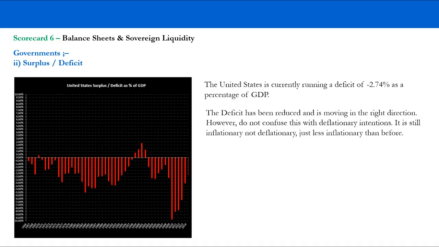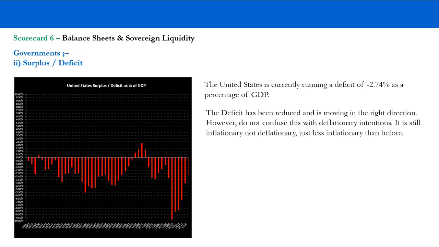And we'll go over to our spreadsheet in a second to have a look at this data, but this is what we have in the United States right now and in recent history. So we're looking back to 1966 here, up to present day. And right now, the US is currently running a deficit of minus 2.74% as a percentage of GDP. So what we're doing is taking the surplus or deficit number, and we're working that out as a percentage of GDP.